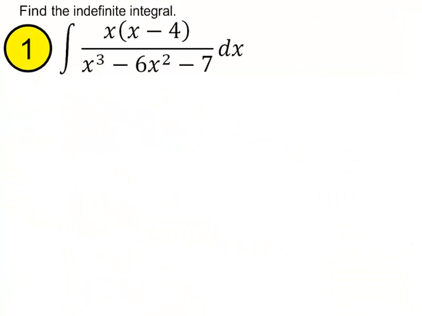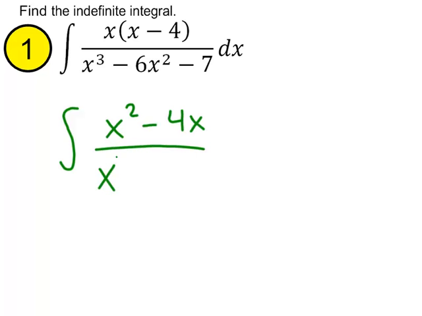Now, even if you were to look at this and be a little bit stumped right off the bat, your instincts might tell you, I wonder if it'll be helpful to distribute that numerator. And often it is helpful to distribute numerators. So let's go ahead and do so. (x squared minus 4x) over (x cubed minus 6x squared minus 7) dx.